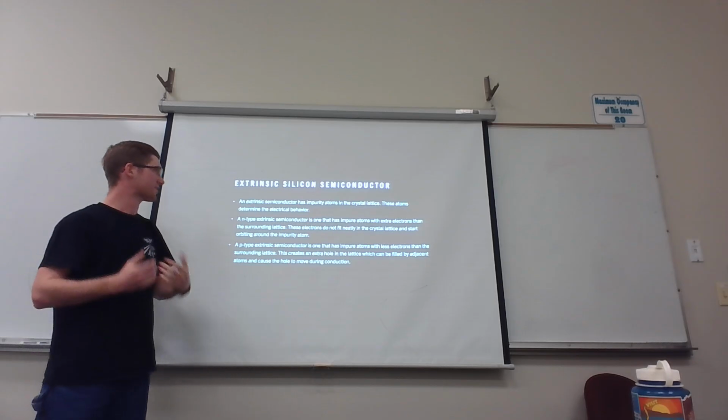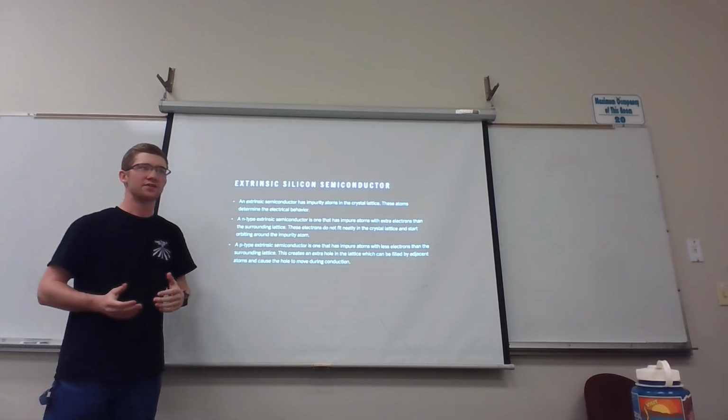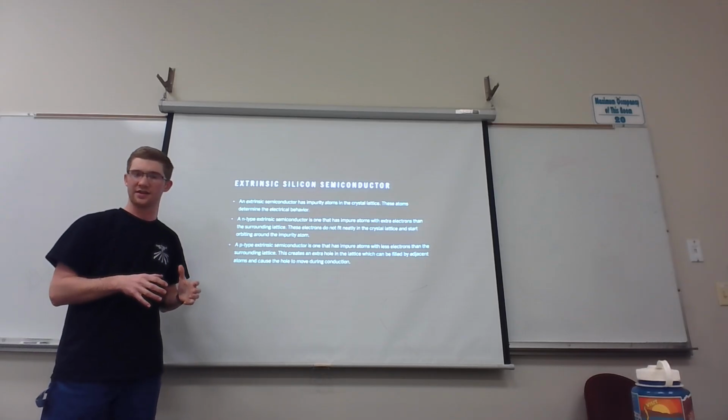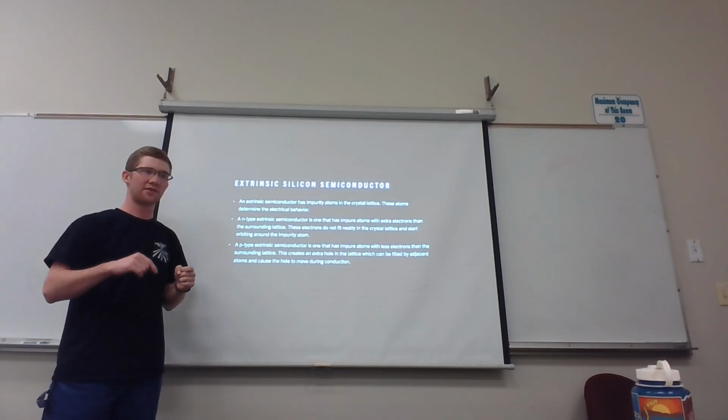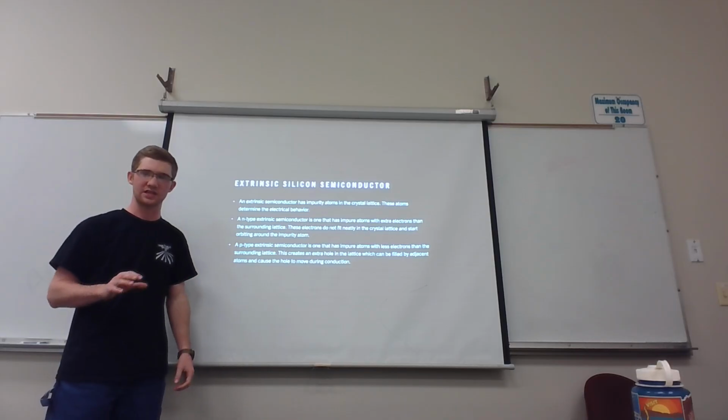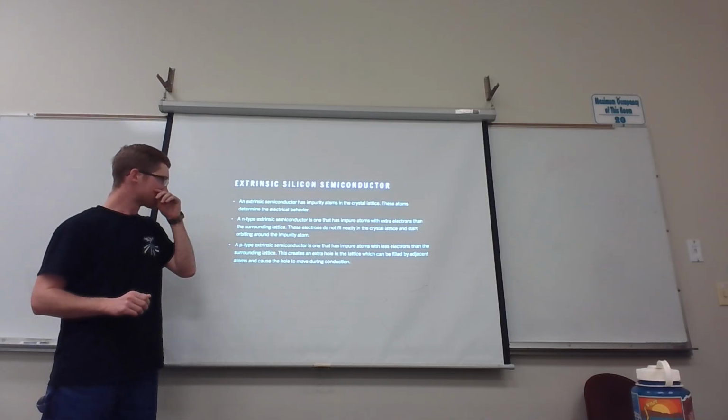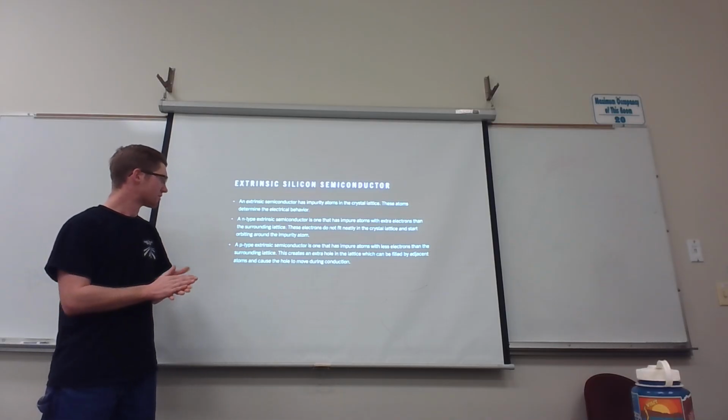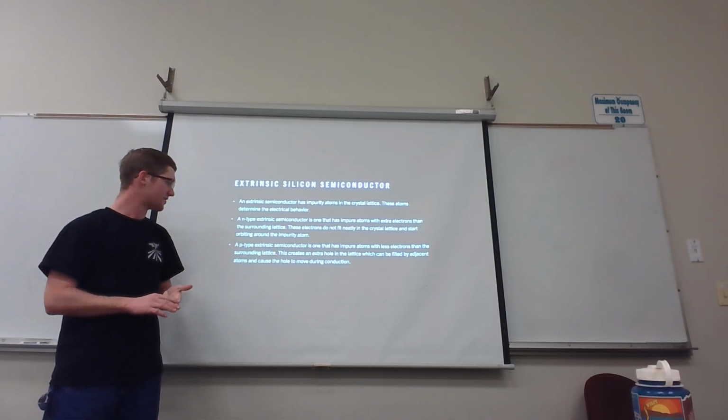So for an extrinsic silicon semiconductor, this is where impurities are added. You would add impurities to change the resistivity and change the way that they act. There are two main types: an N-type and a P-type.